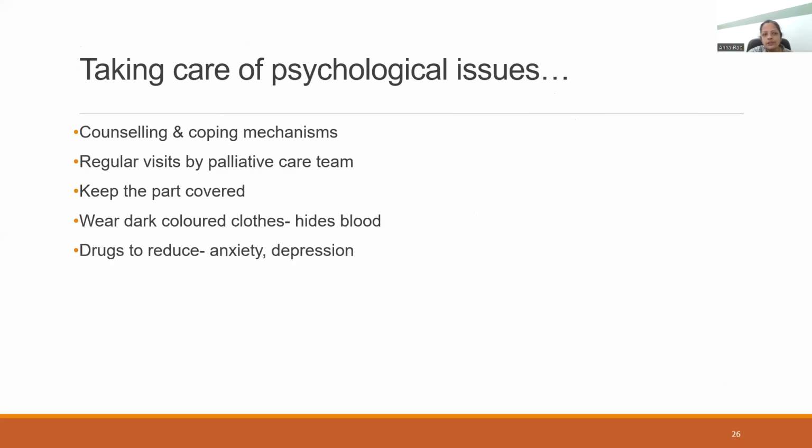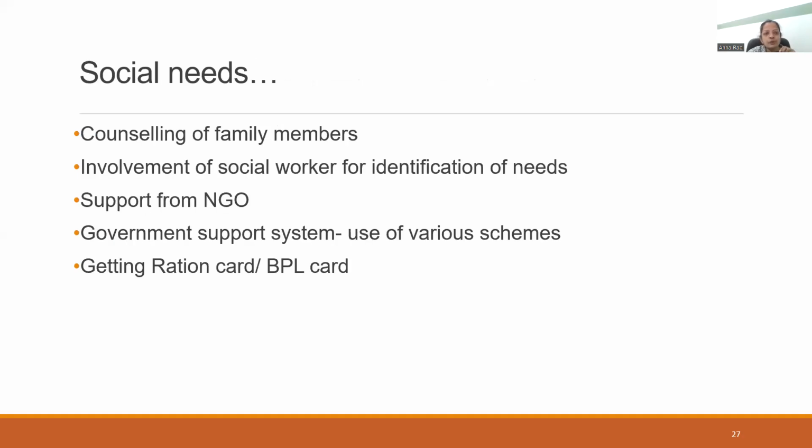Taking care of the psychological issues, right? So what to do here? A lot of counseling will be required for the patient and the relatives. And for that, we have to visit them quite often when the patient is at home. Right? So from the physical look point of view, the part should always be covered. Okay, wearing dark clothes will hide blood. Okay, drugs to reduce odor if required. We have to assess whether the patient is having signs and symptoms of depression or anxiety, and give drugs if required, which can also be useful.